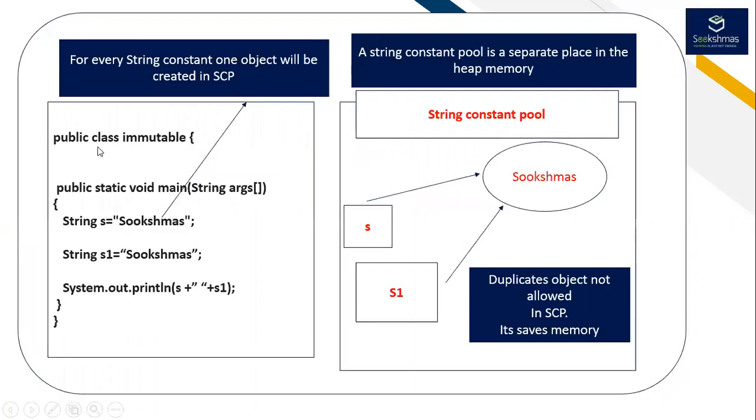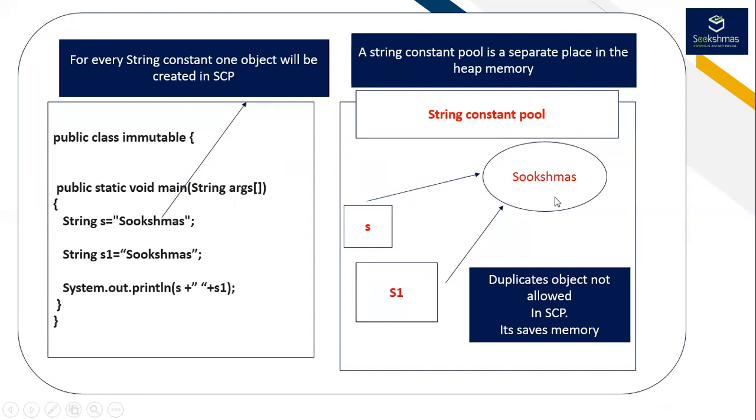This is the code: public class Immutable. Execution of the program begins from the main method. Here I created String s equal to sukshmas. So what will happen here? The string constant pool is a separate place in the heap memory. For every string literal, it will create an object with the value sukshmas in the string constant pool, and s is pointing to it. Then again, I'm trying to create an object with the same value sukshmas in the string constant pool. The JVM will go there and check whether an object with the same value is present or not. If it is present, it never creates another object with the same value. In this way you can save memory, and duplicate objects are not allowed.